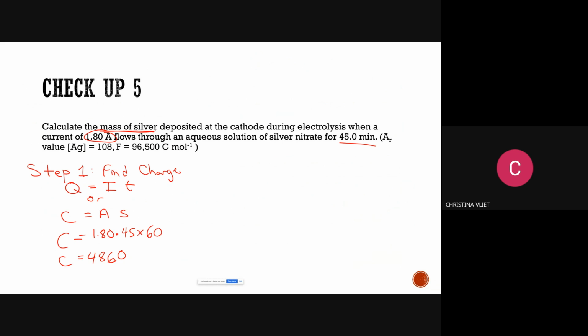So we can directly relate the amount of charge that's passed to the amount of moles of what? Electrons. And that's what we call the Faraday. And so we're going to need to go from the charge to the moles of electrons, but that's not what we're being asked for. What are we being asked for? So how could we possibly get from moles of electrons to mass of silver? You're going to need the equation at the cathode. So what would the equation at the cathode be for silver nitrate?